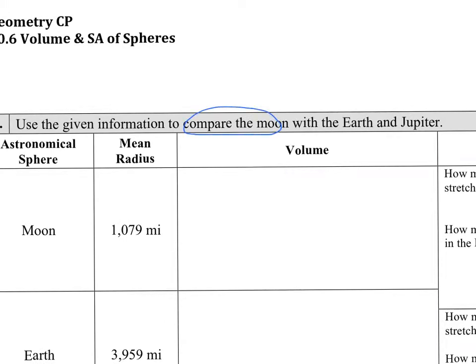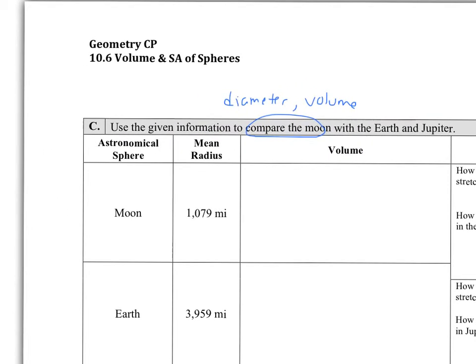One is that we're going to see how diameters compare. And we're also going to check volume, that is how big the Earth is compared to the moon and how many moons can fit inside the Earth, etc.